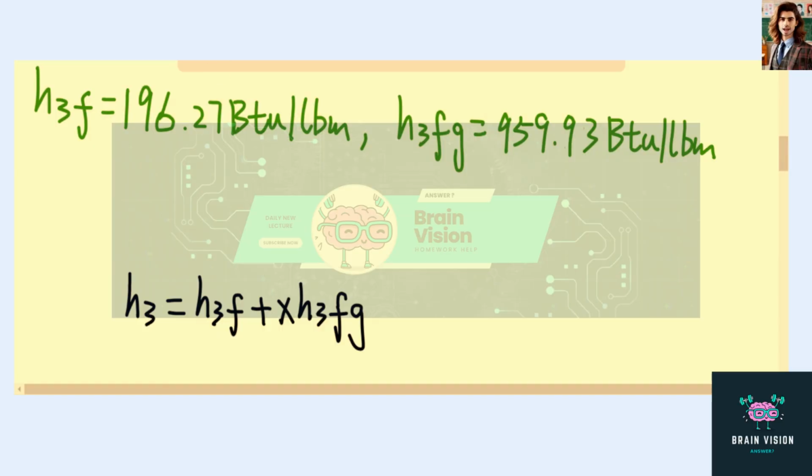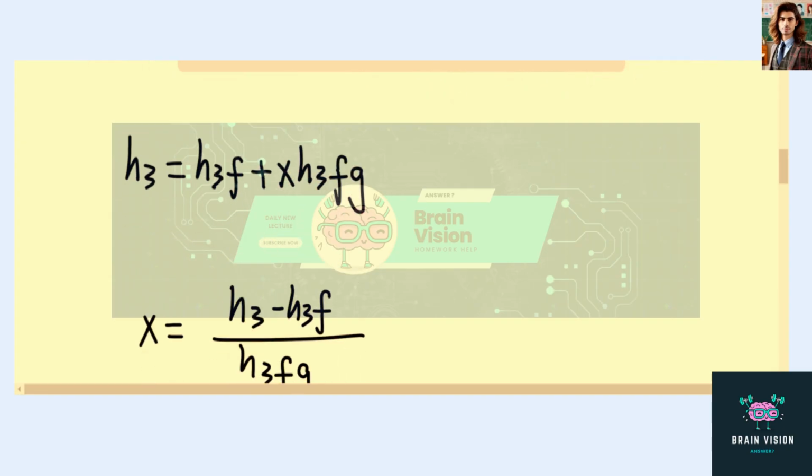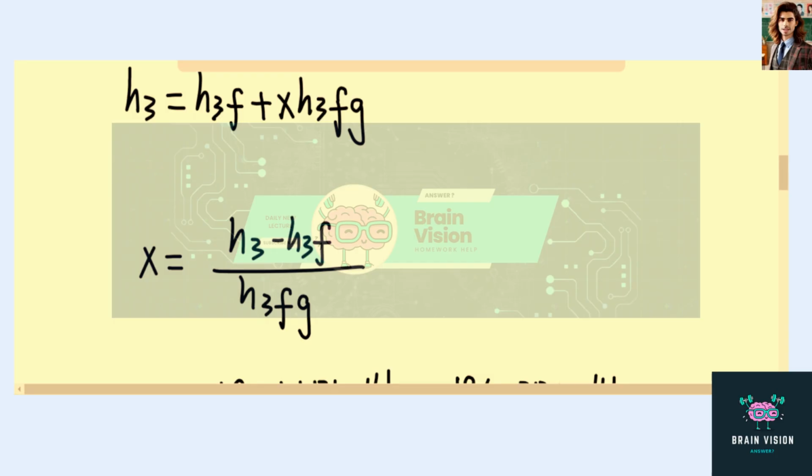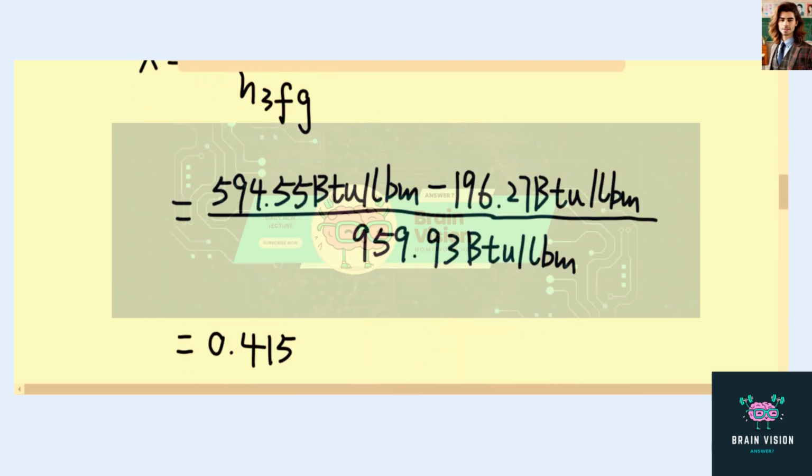the exiting stream. Okay, so we have H3 is equal to H3f plus x times H3fg. So eventually we have the quality of the exiting stream is equal to H3 minus H3f over H3fg. If we plug in the values, eventually we'll have the quality is equal to 0.415.